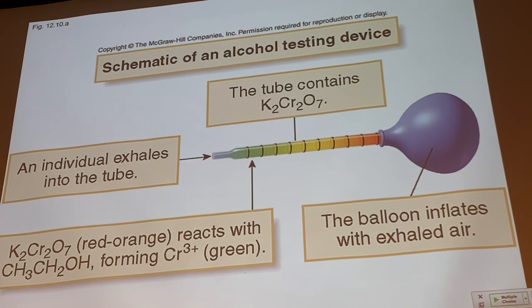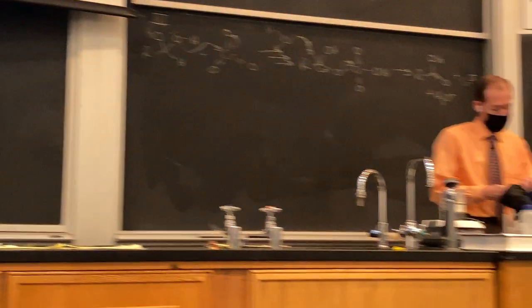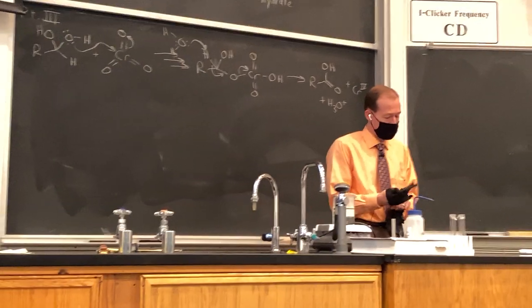And if you have more alcohol in your breath, the green is going to travel further down the tube, and you just count the number of lines to where the green ends, and that would give you an indication of how much alcohol was in the individual's breath. Okay? So we're going to test this out, not with our breath, but with some ethanol that we have here in a graduated cylinder. And so we have 2 test tubes here.